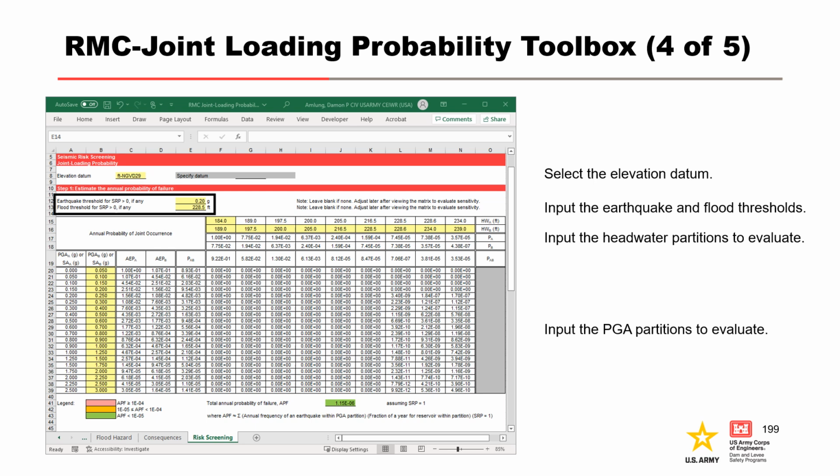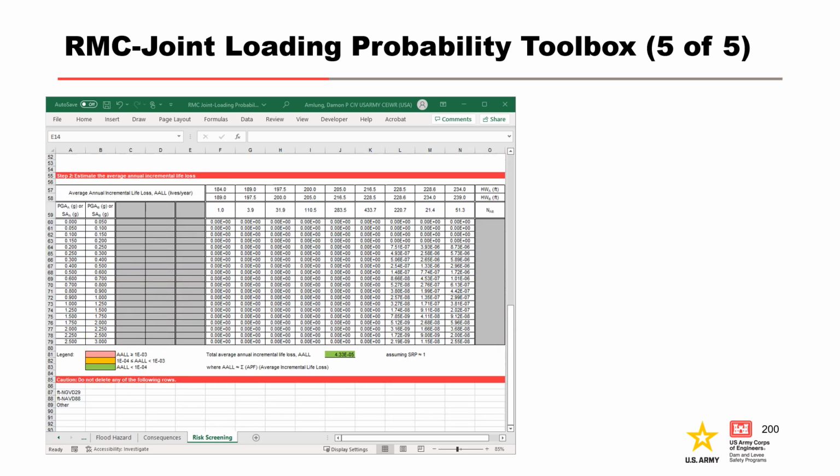The spreadsheet will also calculate an annual probability of failure, assuming certain failure, a system response equal to 1, above these thresholds. This is useful information when screening potential failure modes. When the calculated annual probability of failure is very low, the failure mode can likely be excluded without additional analysis. Also in the risk screening worksheet, the average annual incremental life loss is calculated using the life loss consequences and the earthquake and flood threshold inputs.